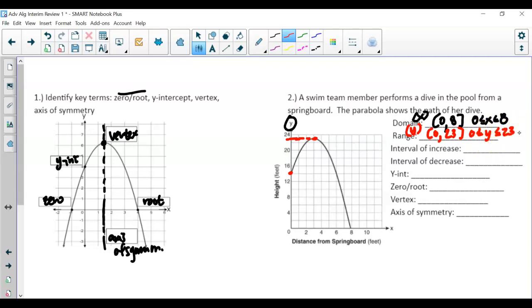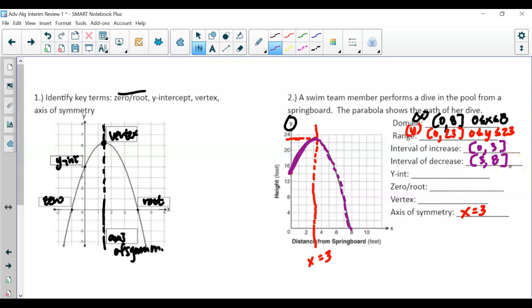So then the interval of increase and decrease. Remember, here is that axis of symmetry, starting here at x is equal to 3. So I'll go ahead and add that in. X is equal to 3. Now notice, that's splitting up the interval of increase and decrease. So we're increasing here, from 0 to 3. But then we're decreasing starting at 3 and stopping at 8. So from 3 to 8 is your interval of decrease.